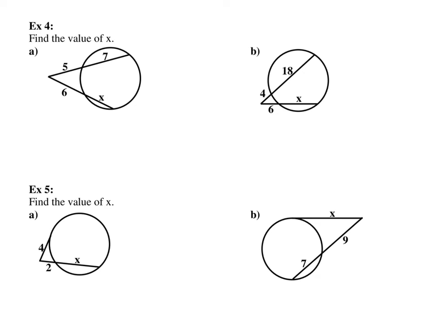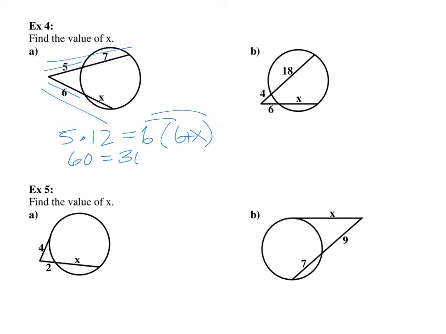All right, applying the secant and tangent properties. Here I have two secant lines, so it's going to be 5 times 7. Sorry, not times 7. 7 plus 5, which is 12. And that's equal to 6 times 6 plus x. Make sure you don't write 6x. All right, so then I'm going to have to distribute here. 60 is equal to 36 plus 6x. Subtract 36. I get 24 is equal to 6x. Divide by 6. X is equal to 4.